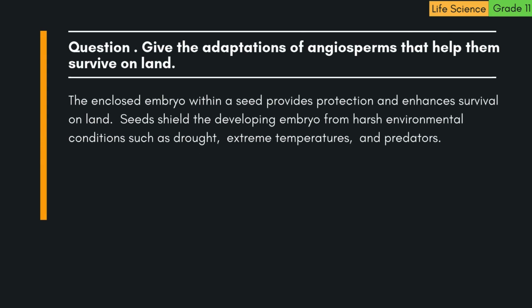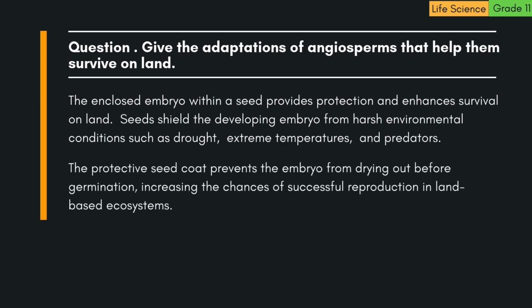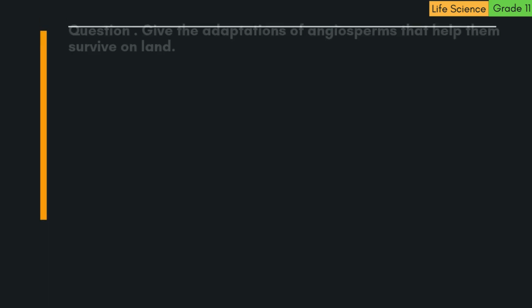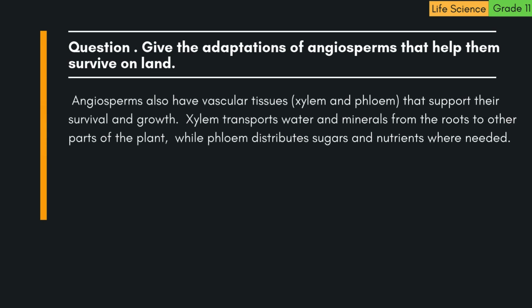3. The enclosed embryo within a seed provides protection and enhances survival on land. Seeds shield the developing embryo from harsh environmental conditions such as drought, extreme temperatures, and predators. The protective seed coat prevents the embryo from drying out before germination, increasing the chances of successful reproduction in land-based ecosystems. 4. Angiosperms also have vascular tissues, xylem and phloem, that support their survival and growth.